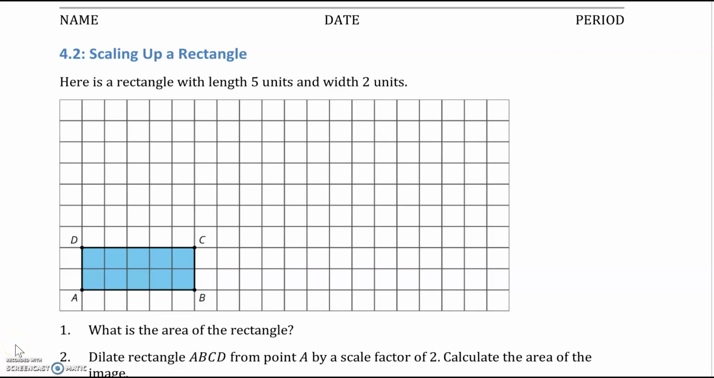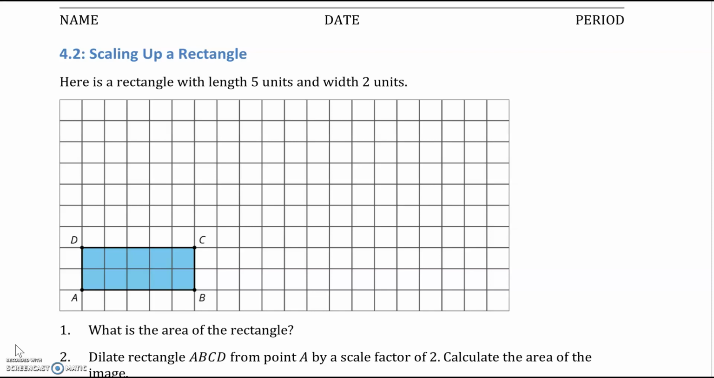Now on to Unit 5, Lesson 4, Problem 4.2. This problem has multiple parts, and we're going to have to fill out a little table here. So let's get started. Question number 1. Here we go. We have a rectangle with length 5 units and width 2 units.